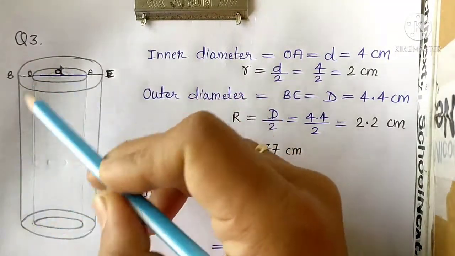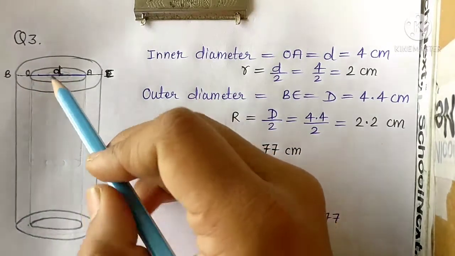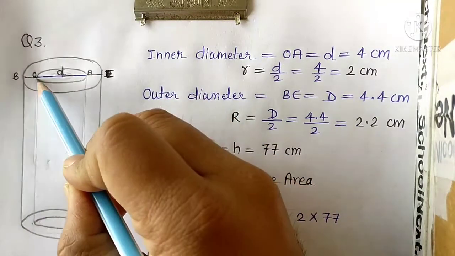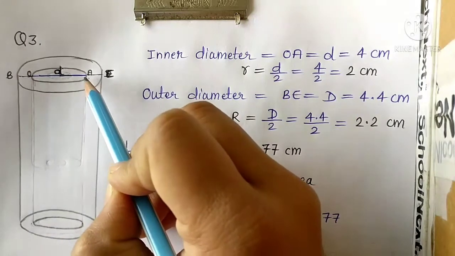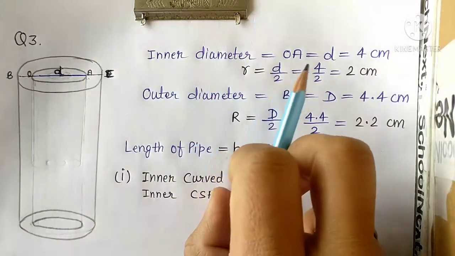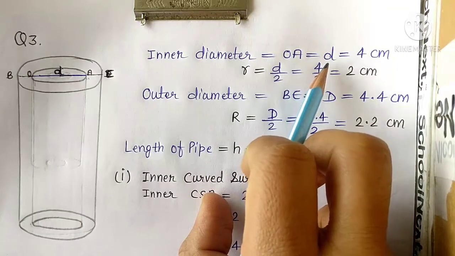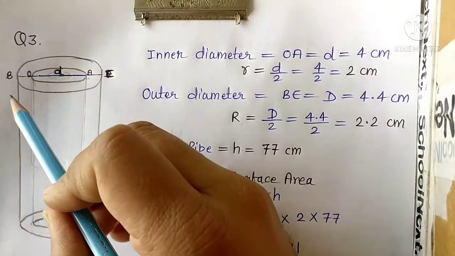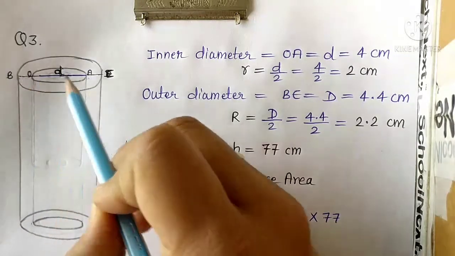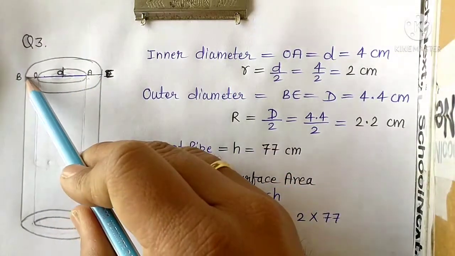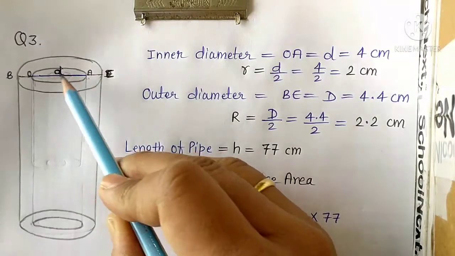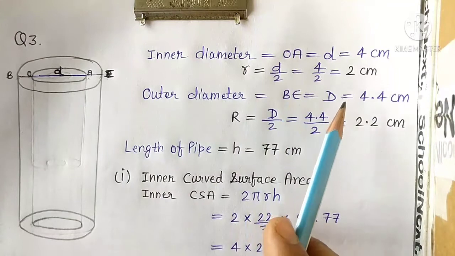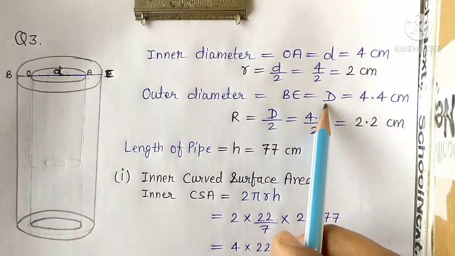See, I have drawn this hollow cylinder figure. First you check the inner diameter, OA. From this point O to this point A, that is called the inner diameter, which we denote by small d. It is already given in the question as 4 centimeter. Then we can take the bigger diameter, you can say the outer diameter, which we denote here by BE. So from point B to point E, going through the center only, that is called the outer diameter. It is also given as 4.4, which we denote by capital D.